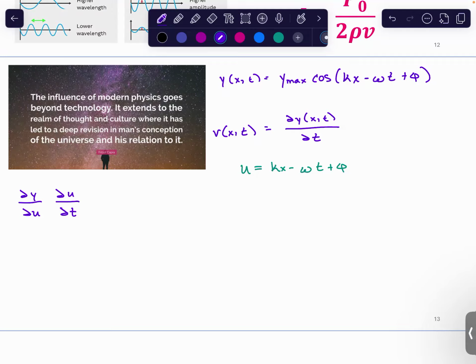Now, if we break this apart, we have the derivative of cosine of u. Your sine and cosine derivatives just keep switching back and forth. Derivative of sine is cosine, derivative of cosine is negative sine, derivative of negative sine is negative cosine, derivative of negative cosine is positive sine. So once you do the derivative of the cosine, you add a negative sign to it.